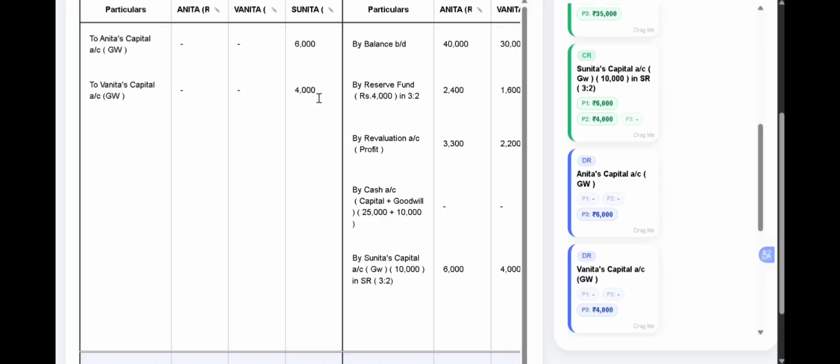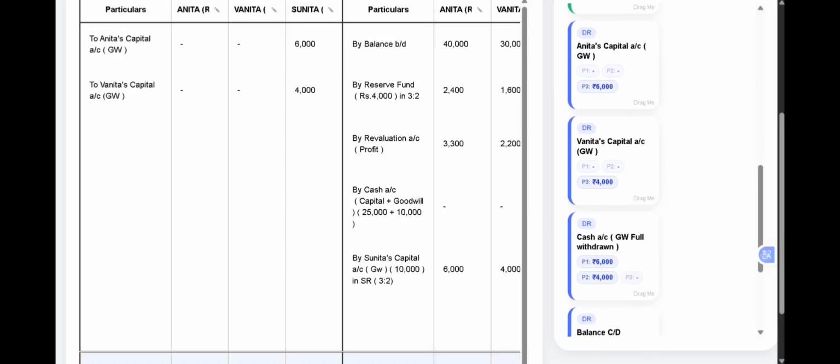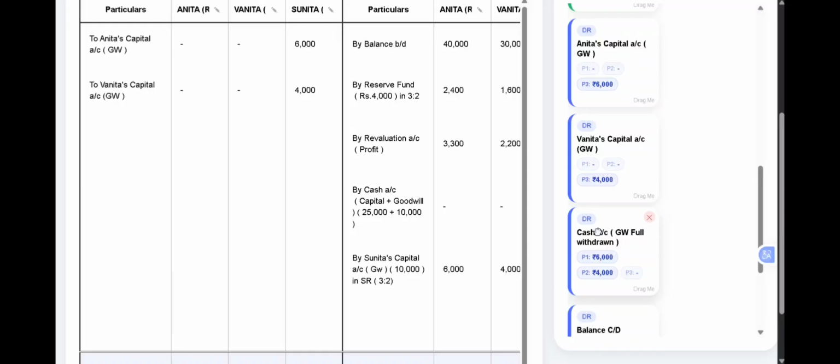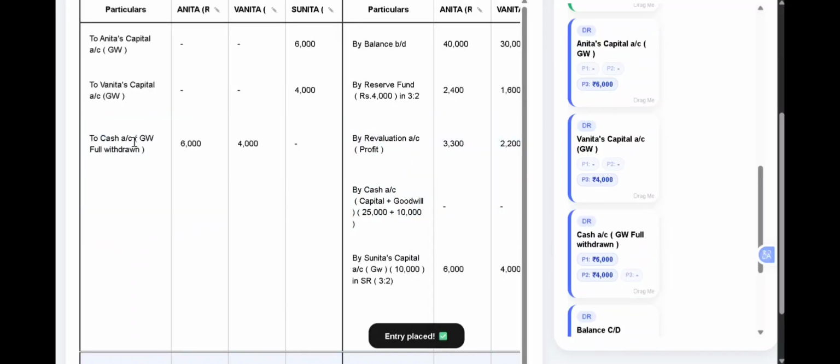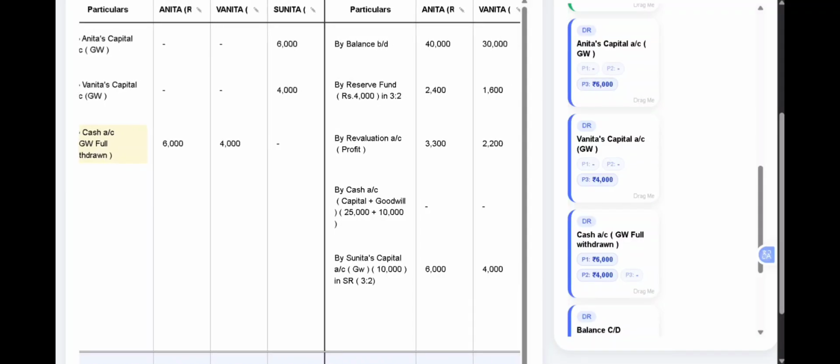Now, next what happens is that the old partners are withdrawing this goodwill. So they are fully withdrawing the goodwill amount. When they withdraw, the cash is going out, and therefore it is considered as drawings. So it will appear on the debit side as to cash account, the goodwill amount which is withdrawn. It is fully withdrawn. So whatever amount is given to the old partners as goodwill from Sunita should be fully withdrawn, or debited to the partners' capital account, that is Anita and Vanita's capital account.